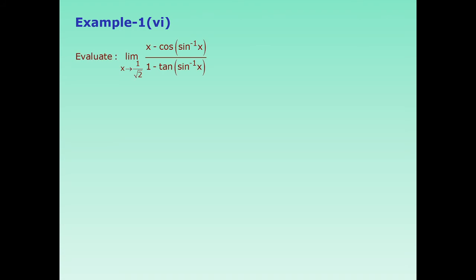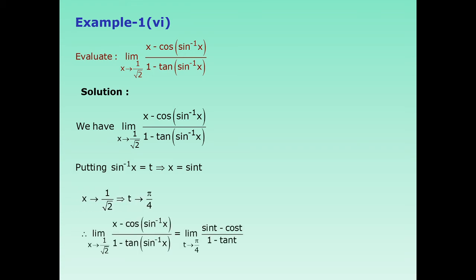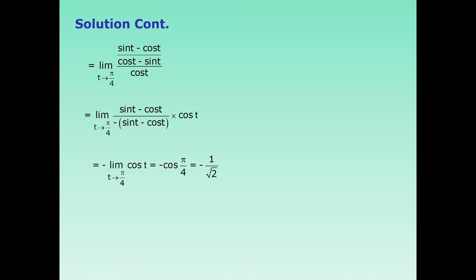Sin x minus cos of sin inverse x over 1 minus tan of sin inverse x. Now see what is going to happen here. Sin inverse x as t, x is sin t. So the limit is tending to pi by 4. So it is limit t tends to pi by 4 sin t minus cos t upon 1 minus tan t after doing the conversion. Breaking in sin and cos. Now this will get cancelled, and the limit is minus 1 by root 2.